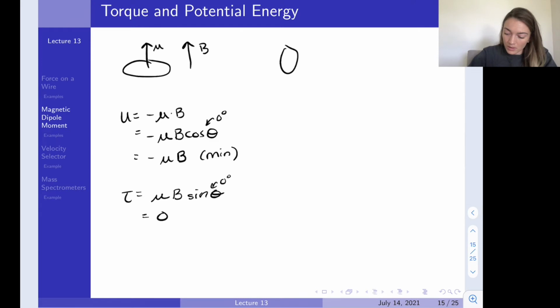Now, if our magnetic dipole is perpendicular to the magnetic field, the potential energy is given by negative mu B cosine of 90.